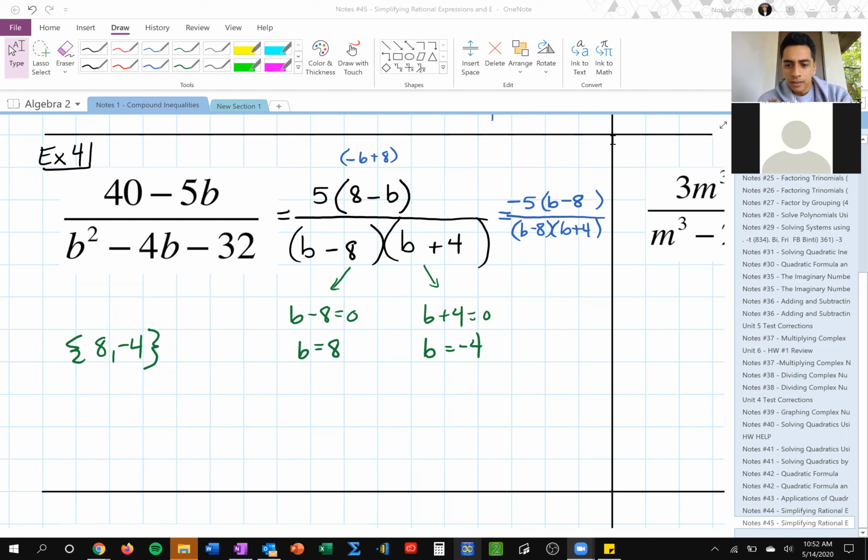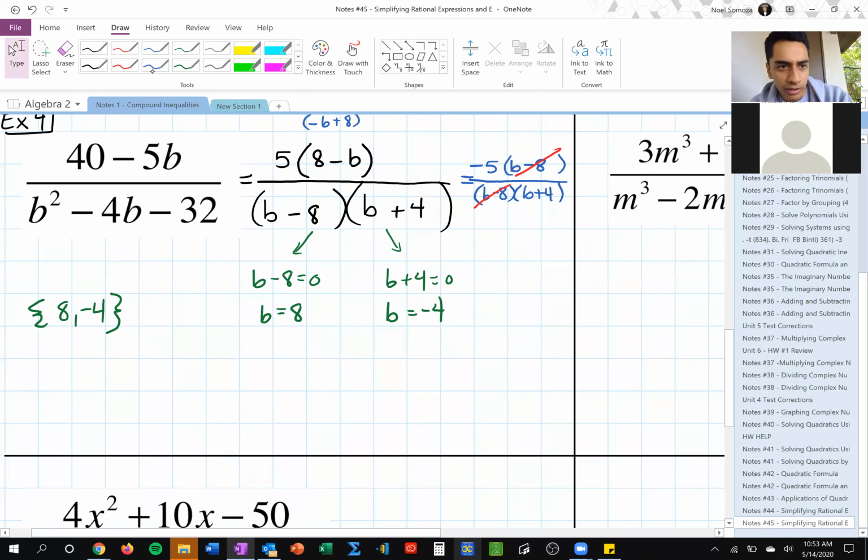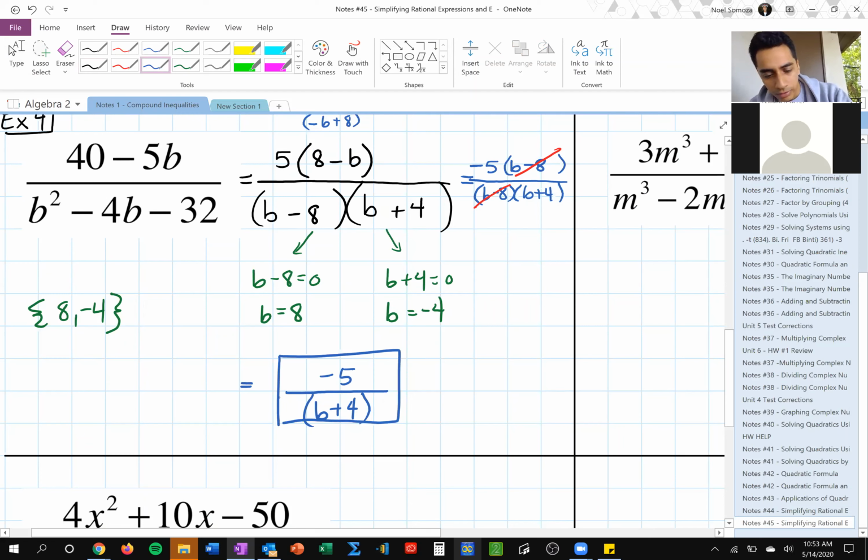Okay. All right. So we have our excluded values, and now that we factored out that negative, now we know that b minus 8 and b minus 8 can divide out, right? So now our final expression here, let me just go down here to the bottom, is going to equal, I have a -5. Since that factor got canceled, I no longer have anything else in the numerator, and then in my denominator, the only factor I have is b plus 4. Okay, so then there it is. There is my final expression.